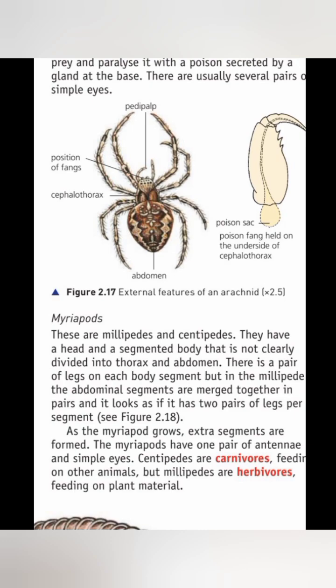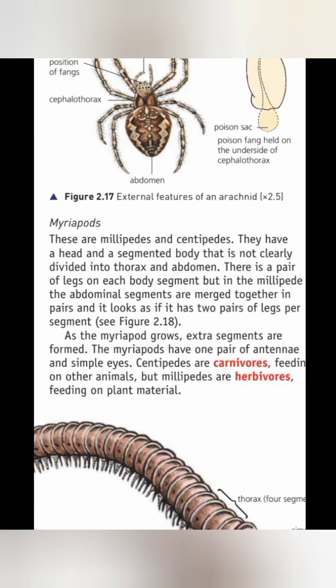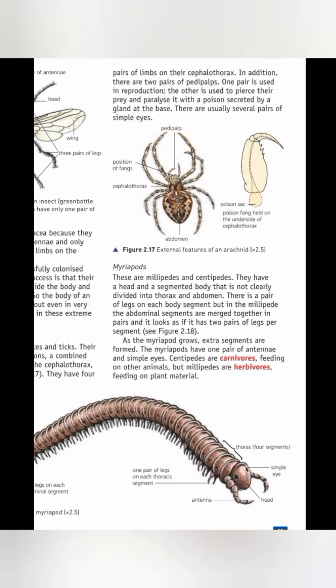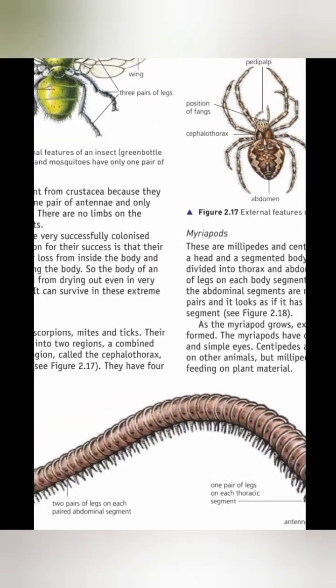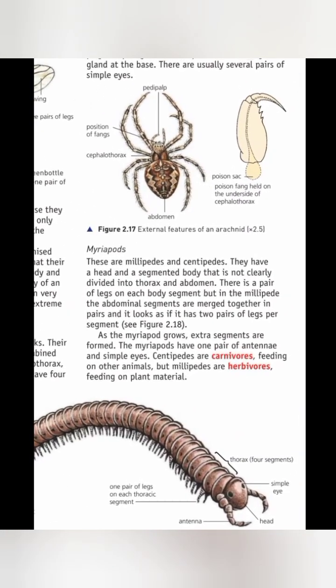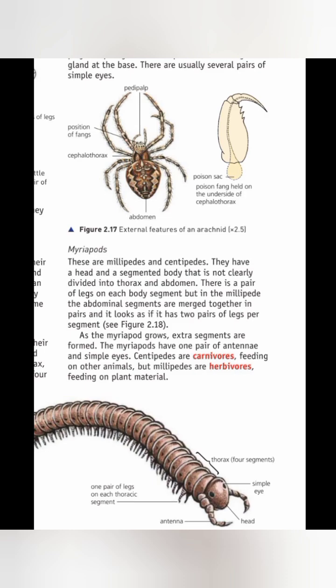Next is myriapods. Myriapods include centipedes and millipedes, and they have a head and a segmented body. Like you can see in this diagram, their body is divided into many segments, with a head and a long segmented body. The body is not clearly divided into thorax and abdomen, and they have one pair of antennae. They have simple eyes, and one pair of legs on each body segment.